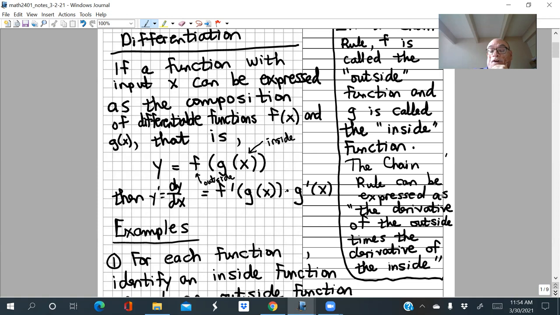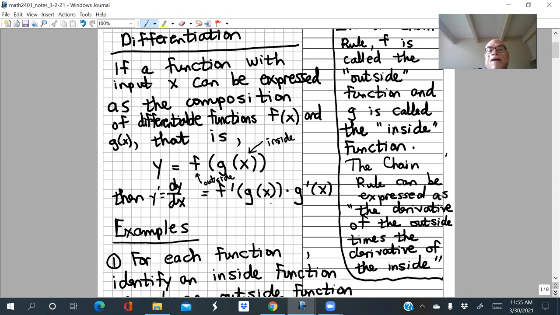Notice the derivative involves a product. You take the derivative of the outside function and you multiply it by the derivative of the inside function. So it's kind of a simplified version of the product rule, right? In this case, you just take the derivatives of the two functions that you're composing and you just multiply them together, okay?